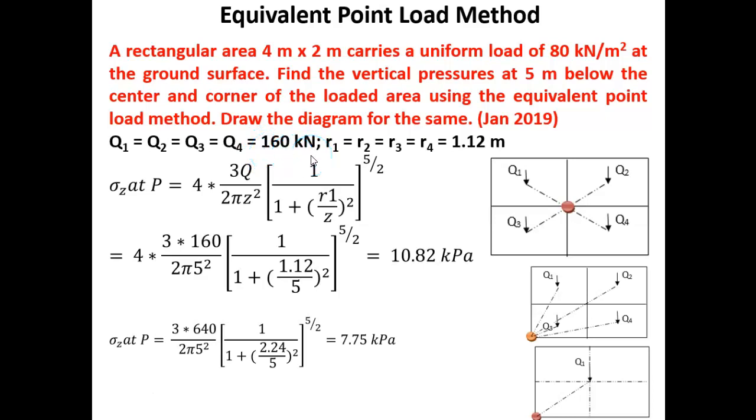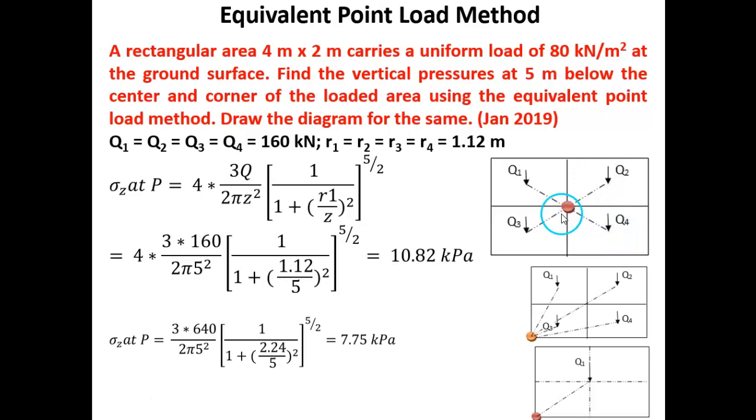kilonewton. Then we have to find the radial distance of each point load with respect to the point about which we are going to find the vertical stress. So this is nothing but half of the diagonal distance, because this equivalent point load is acting at the center of the rectangle. The radial distance is nothing but half of the diagonal distance, which is coming as 1.12 meter. And the radial distance is same for all the 4 point loads.